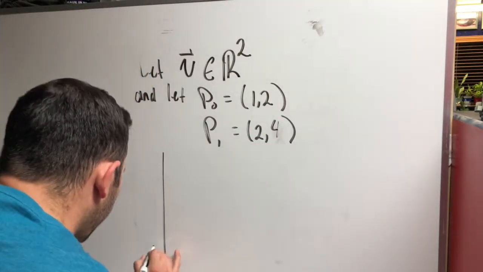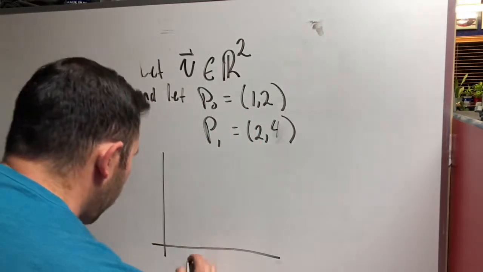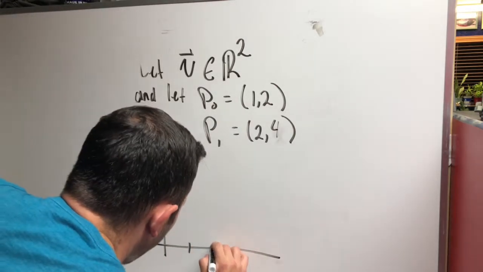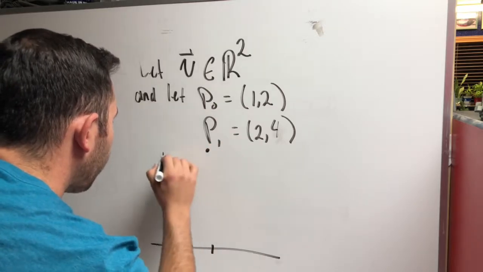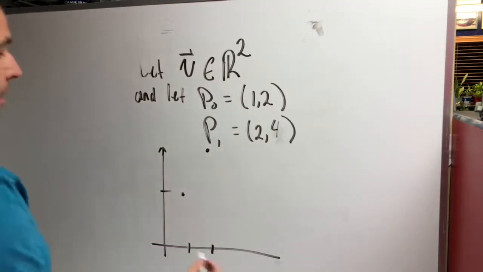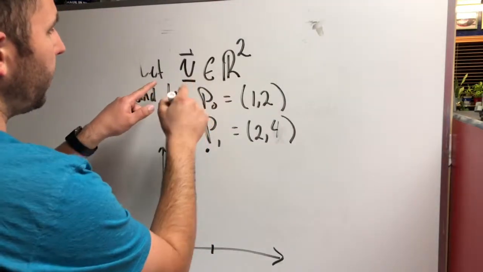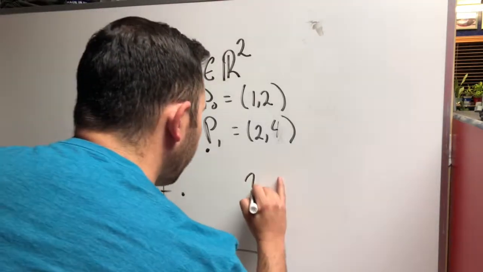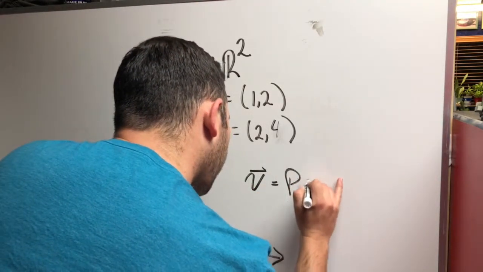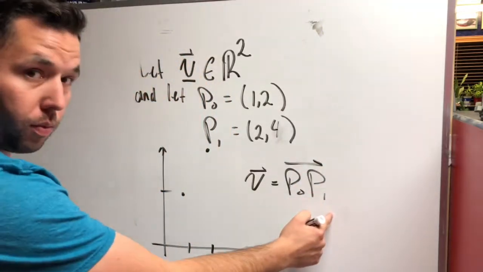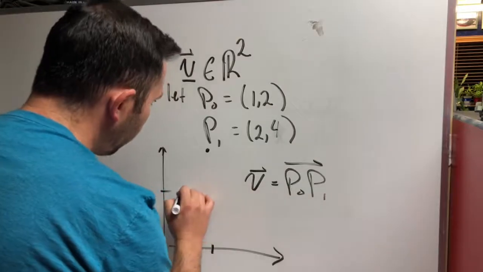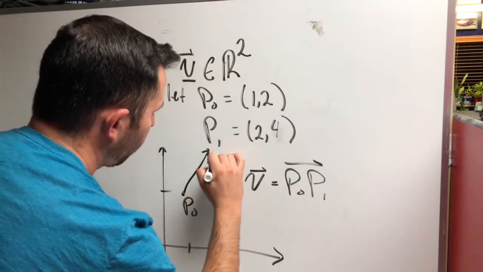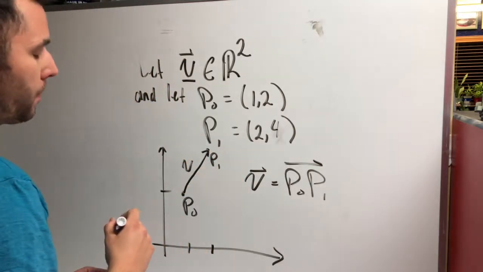If we were to plot these points, these mean I go out 1 in the x direction and up 2 in the y direction. Here, it means I go out 2 in the x direction and up 4 in the y direction. Now, if I wanted to have the vector v that goes from point 0 to point 1, we'll call it v is P0P1, starting at P0 going out to P1. We start at P0 and we draw our vector out to P1. So here's P0, here's P1, here's our vector v.